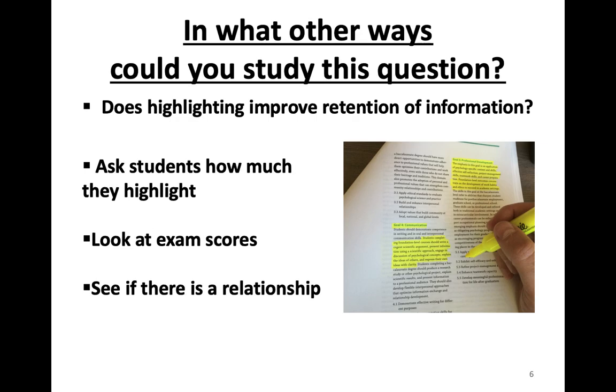All right, so that's one way we could go about it. Now there's another way that we could study this question. We wouldn't necessarily have to create these two experimental conditions and randomly assign. We could do this in a more naturalistic way.